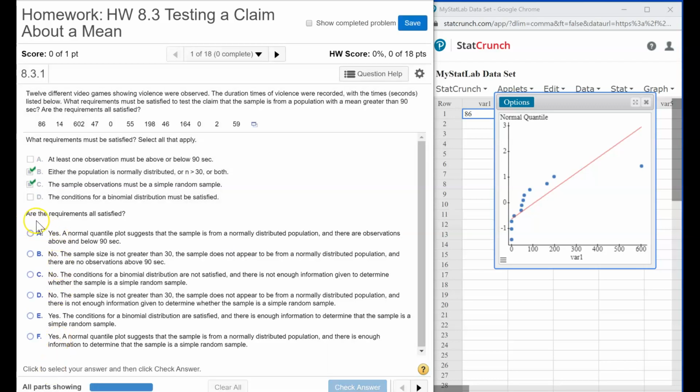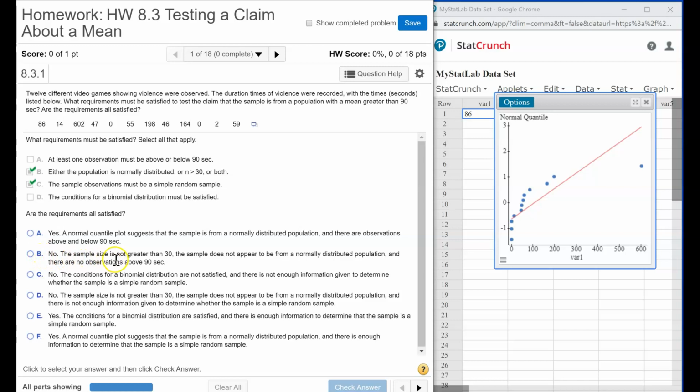Now, next question. Are the requirements all satisfied? Well, no, the requirements are not satisfied. So let's go to our choices. We have the choices yes, no, no, no, yes, yes. We can cross out all the yes choices because we know that the requirements are not satisfied. Now let's read each choice.